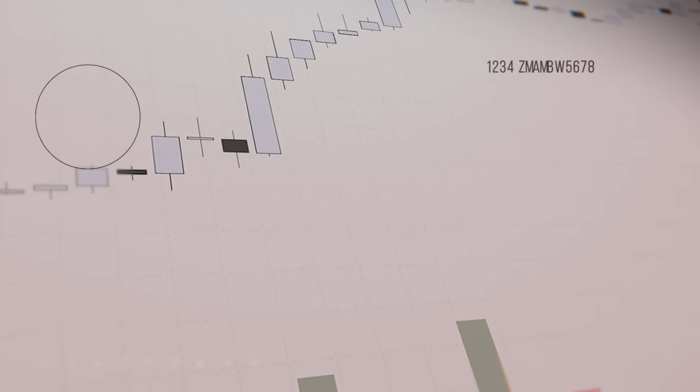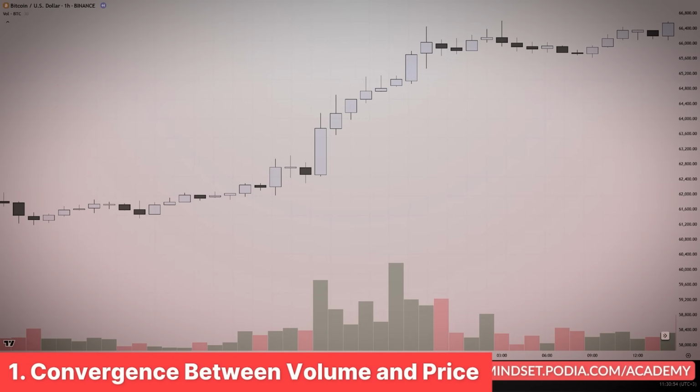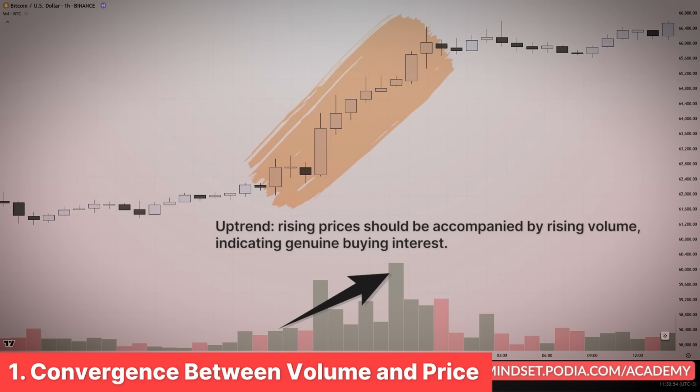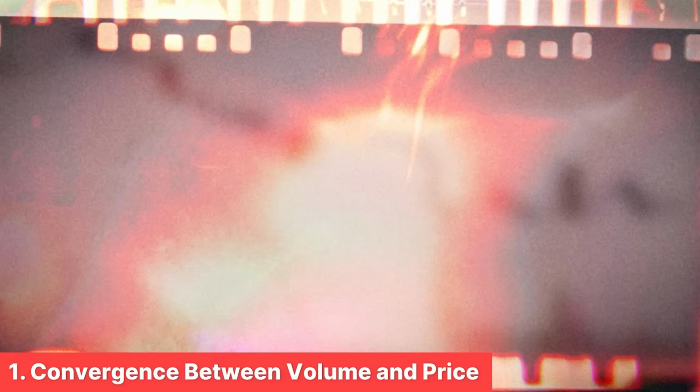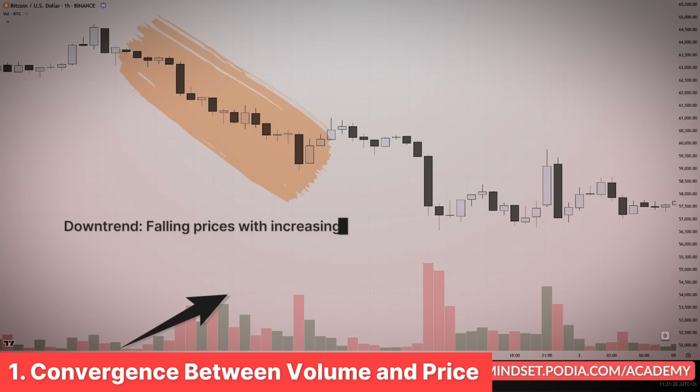Here's how you can use volume to confirm or question what you're seeing in the price. First, look for convergence between volume and price. In an uptrend, rising prices should be accompanied by rising volume. This shows genuine buying interest that can sustain the move. In a downtrend, falling prices with increasing volume signal strong selling pressure that could drive prices lower.